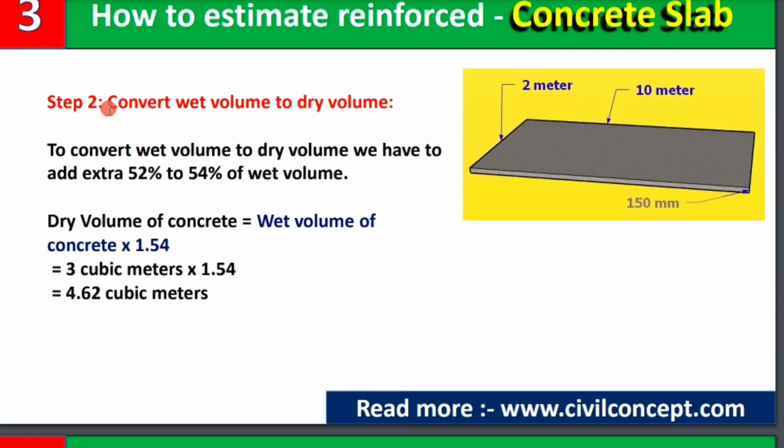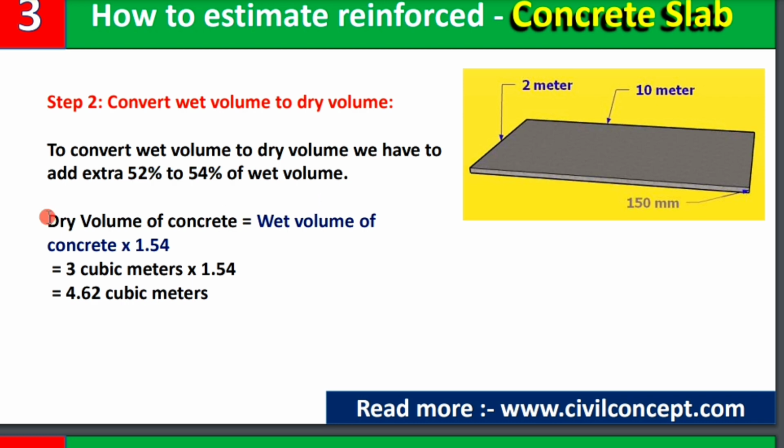So in step number 2, converting wet volume to dry volume. Okay, so to convert wet volume to dry volume, we have to add extra 52% to 54% of the wet volume. Okay, because when we add water in the concrete mixture, then it will shrink somewhat, so we have to add some extra amount of concrete. Okay, so how much extra amount of concrete we need? We need 52% to 54% of the wet volume.